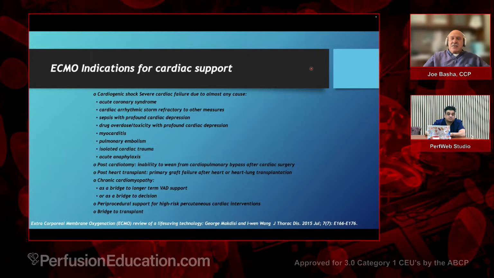We're seeing it used more liberally in those circumstances as well. Post-transplant, where you have PGF, and especially after heart or heart and lung transplantation, chronic cardiomyopathy as a bridge to longer-term VAD support, or a bridge to decision, which of course the decision can also be withdrawal. Peri-procedural support for high-risk percutaneous cardiac interventions, such as TAVRs.